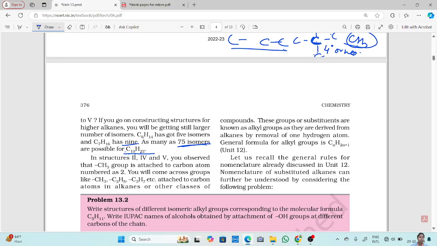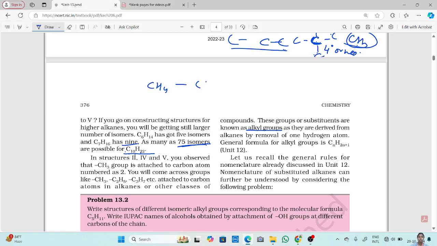So in structures 1, 2 and 5, you observed CH3 group is attached to carbon atom numbered as 2. Now you will come across groups like CH3, C2H5, C3H7, etc. attached to carbon atoms in alkanes or other classes of compounds. These groups of substituents are known as alkyl groups. Now what are alkyl groups?